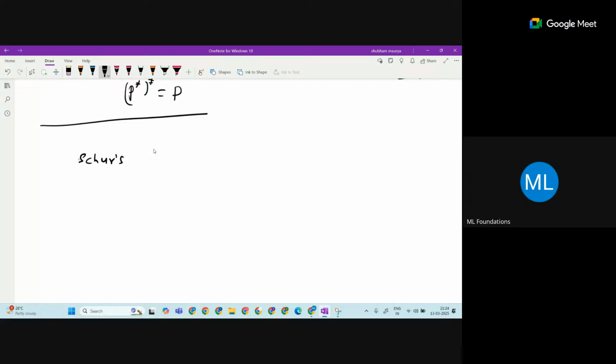So here you have a matrix. You use P inverse to change it into an upper triangular matrix. In place of D, it is T, an upper triangular matrix. So it is P star A P equals T. In place of D, it is T.